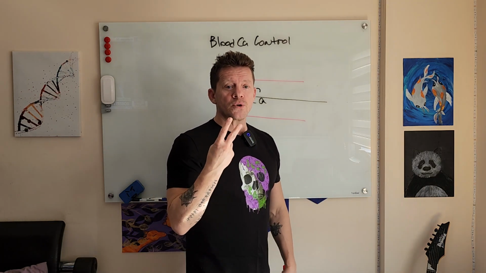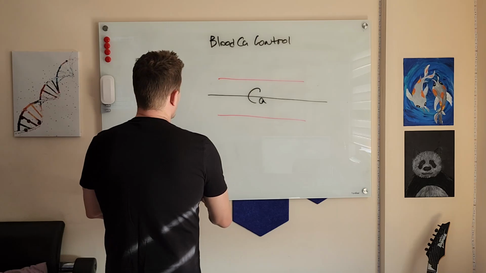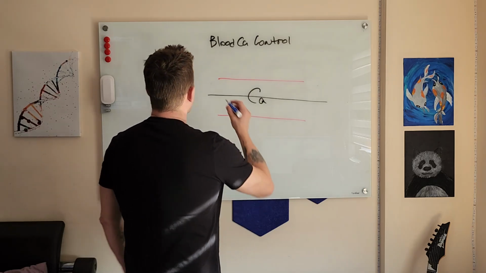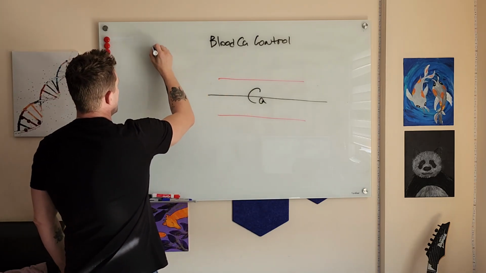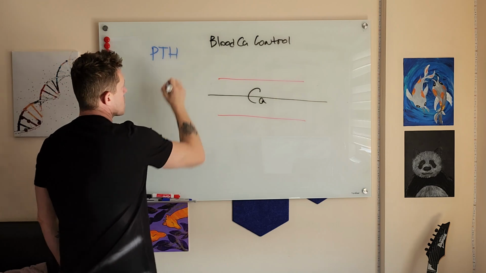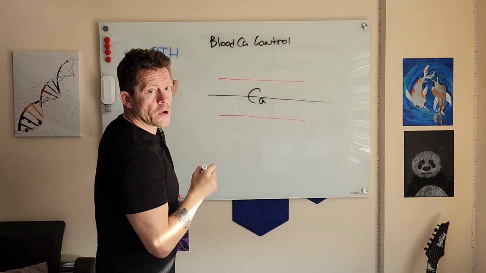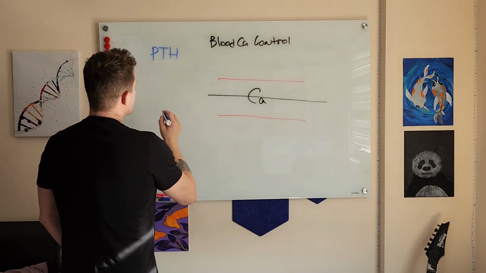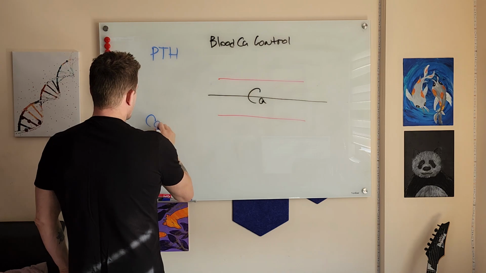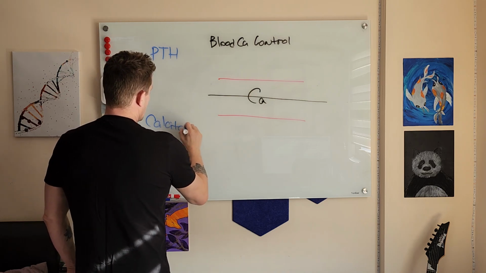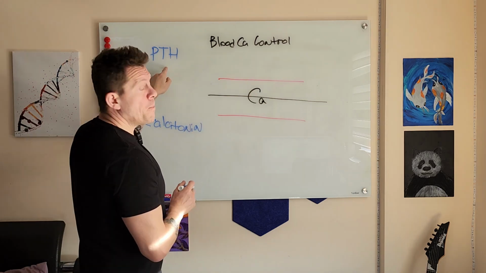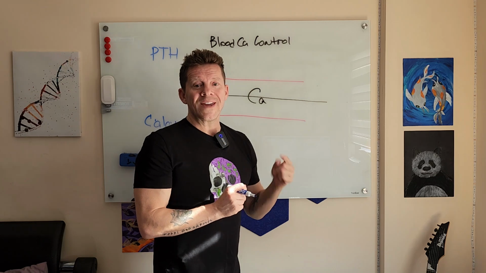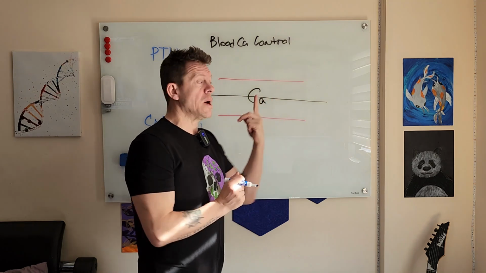So there are two important hormones that control calcium. One hormone is called parathyroid hormone, and another hormone is called calcitonin. So the parathyroid hormone increases calcium in blood.